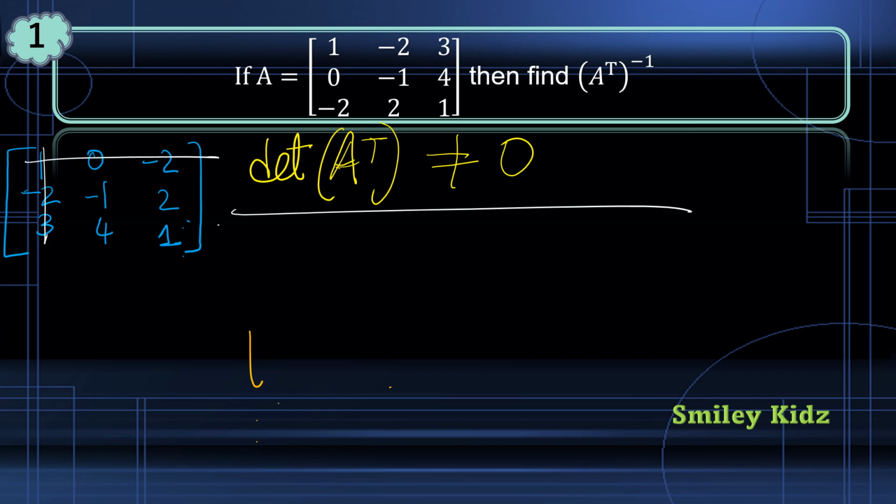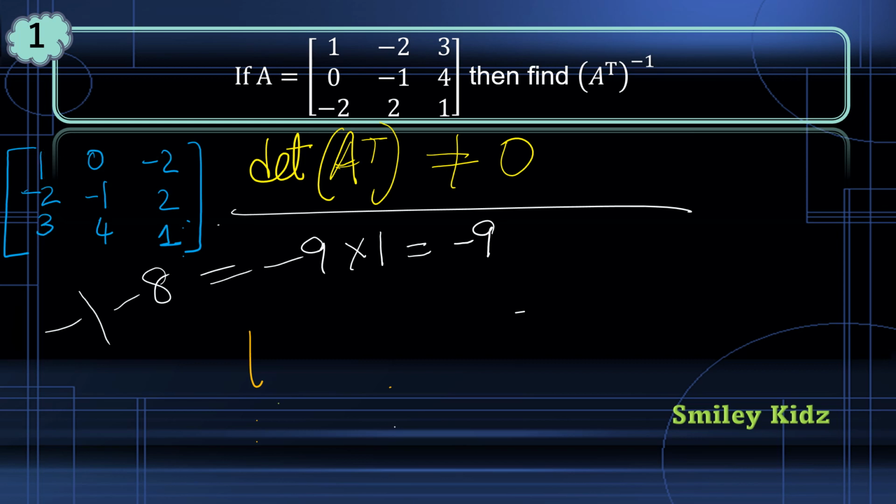Cut down the rows and columns. 1 belongs to here. You'll have minus 1, minus 8, that is minus 9. Now this minus 9 again should be multiplied with 1. That gives you minus 9 as our first number. Then we have 0 as our second term. Anything multiplied with a 0 at the end of the day will give you 0. So here, let me put 0.